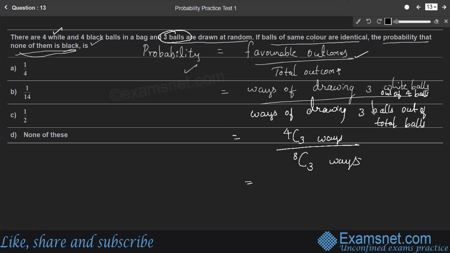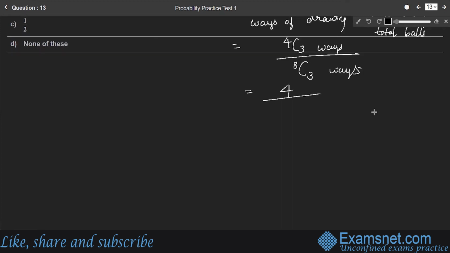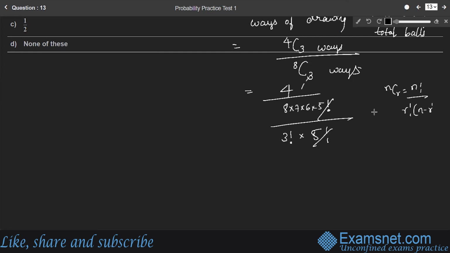So on simplifying, 4C3 is nothing but 4, whereas 8C3 is 8 factorial, which is 8 into 7 into 6 into, we'll consider 5 factorial as it is, divided by 3 factorial into (8 minus 3) factorial, which is 5 factorial, so that we can cancel these two, right? For nCr, we are using the formula n factorial by r factorial into (n minus r) factorial, right?